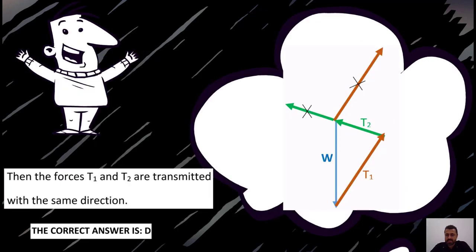So here the picture shows how we transmit the green color force T2, its direction remains the same, and also the brown color vector T1, we transmit it, but again its direction remains the same, and then we have this vector polygon. So the final answer is option D.